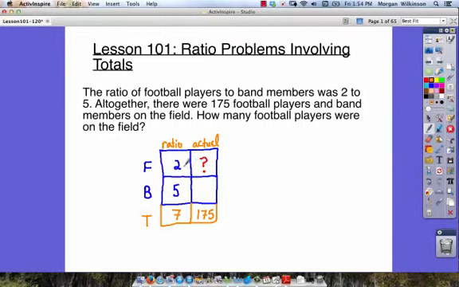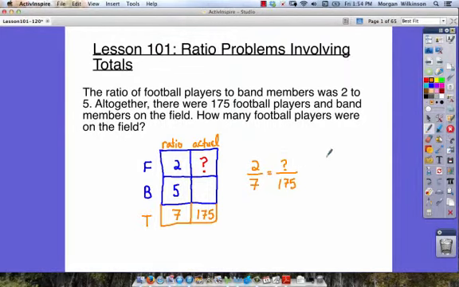So, if we've got 2 football players for every 7 total, we can make a proportion that says 2 out of every 7 total are football players. So out of 175 total, how many are football players?